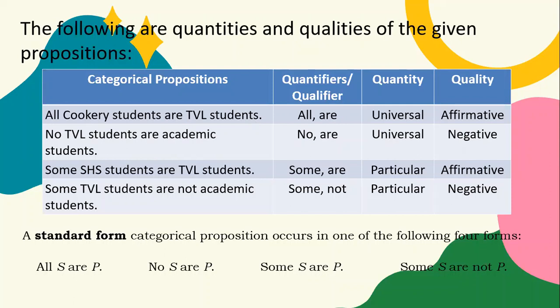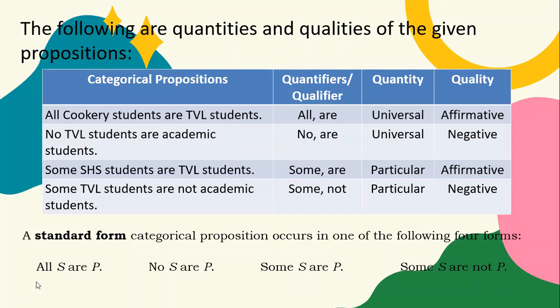Na-advance ako doon sa categorical syllogisms na tinutukoy ko. Propositions pa nga lang pala ito. Ibig sabihin, isang statement lang siya na may subject term at predicate term. Katulad dito sa fourth natin, ang subject term ay TVL students and the predicate term is academic students. So, kapag nilagay na natin yan, some S are not P. Yun po yung 4 forms ng ating categorical propositions.